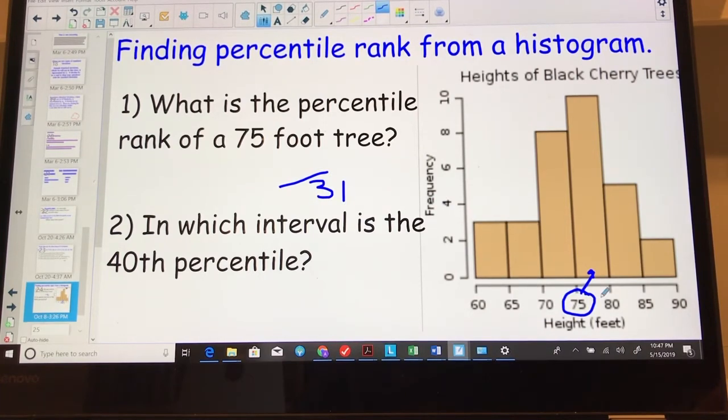And how many of them are below a 75-foot tree? Well, 75 is in here. We've got 8 plus 6, that would be 14. So 14 data points below out of the 31. Or if we calculate that out, that would be about 0.45. So the 45th percentile approximately.